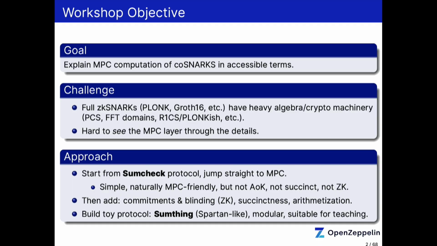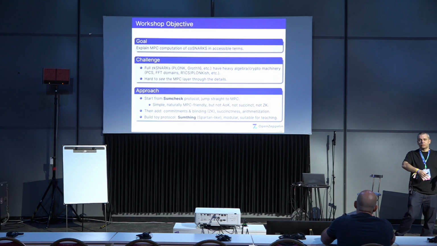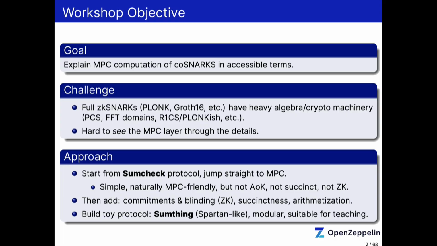We start with a very simple protocol called Sumcheck. It's an existing protocol, it's an old protocol, it's widely used today, even in production-level SNARKs and STARKs. So we start with it, and then directly we jump into MPC. With Sumcheck, we illustrate what it means to prove something, in particular what it means to prove correctness of a computation, and then we directly discuss multi-party computation, how you can collaboratively compute this proof.